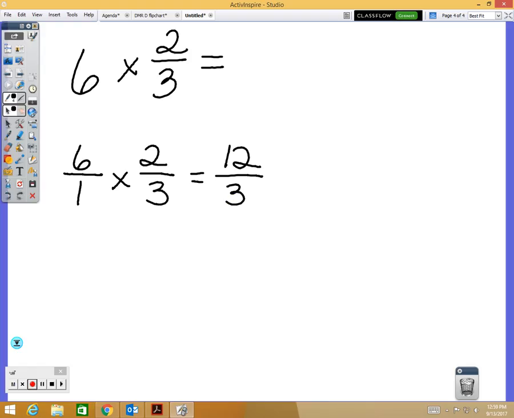It's improper. So you say, how many times does 3 go into 12? And it's 4 whole times. So that's it. You don't have a fraction. 4. That's it.